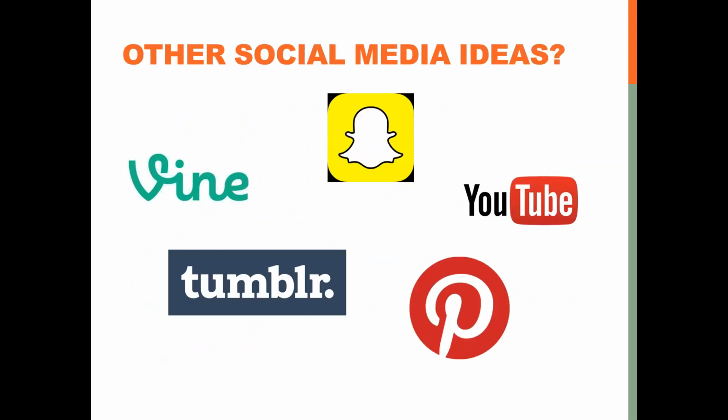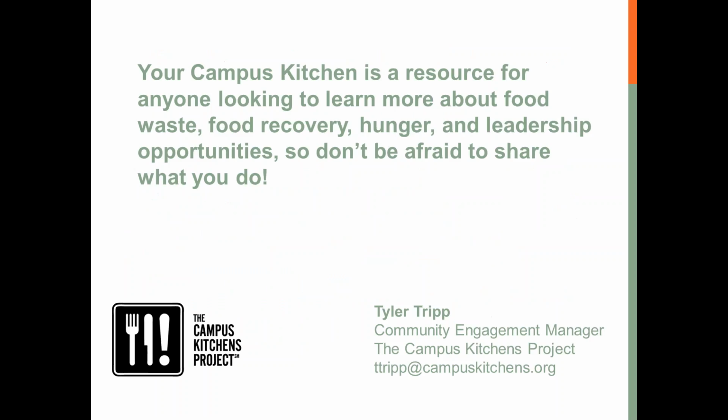The next slide is other social media ideas. These are other social media platforms that CKP National isn't on, like Vine and Snapchat. And we're on Pinterest, we just don't use it as regularly. But if you have other ideas for other social media accounts, don't be afraid to use them, and definitely let me know, because I would love to hear what you do on other social media accounts and how you use them.